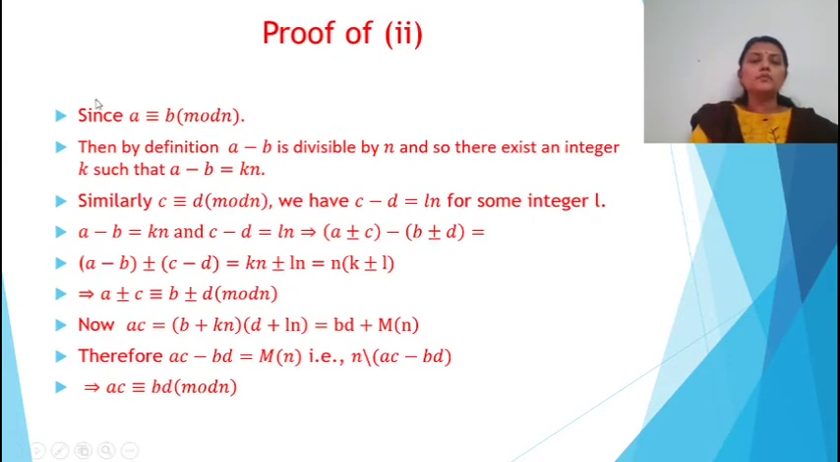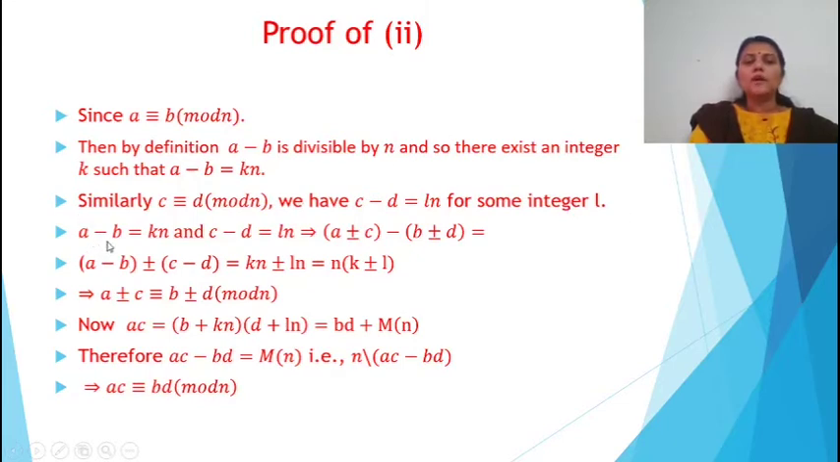Now proof of 2. Given that a congruent to b mod n, then by definition a minus b is divisible by n, so there exists an integer k such that a minus b equal to kn. Similarly, given that c congruent to d mod n, that is c minus d equal to ln for some positive integer l.